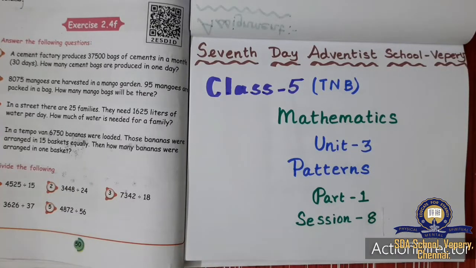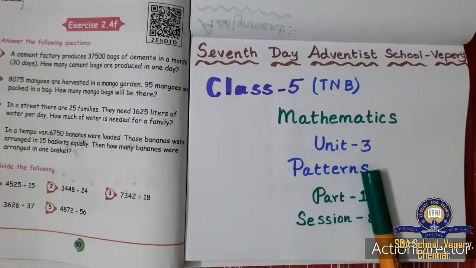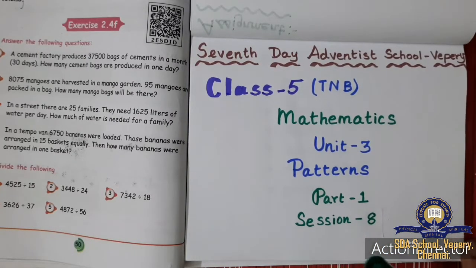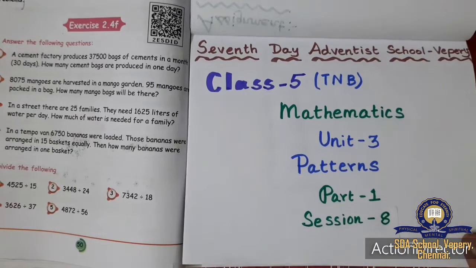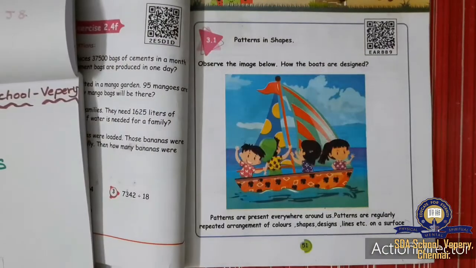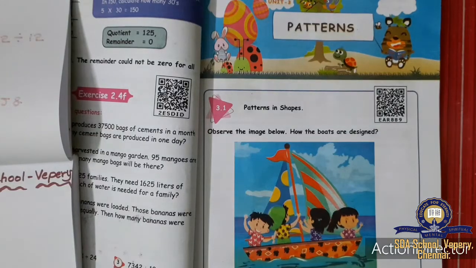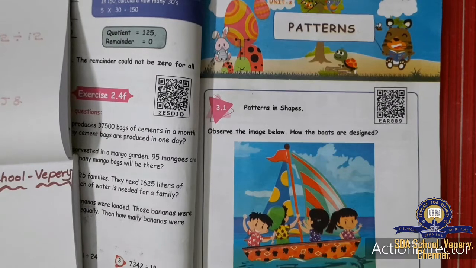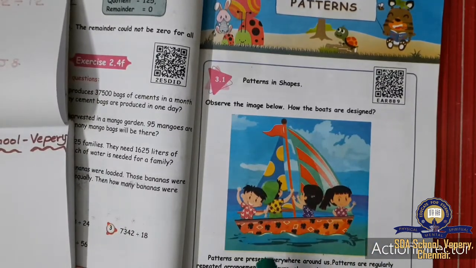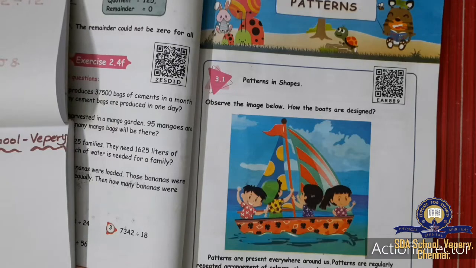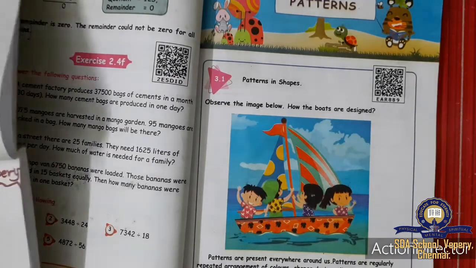So, last class we studied about patterns. I think you all are familiar with patterns now. Let's recall what we studied in our last class. So what is a pattern? A pattern is a repeated decorative design. A design will keep on repeating with some designs or shapes or colors or patterns on a surface.